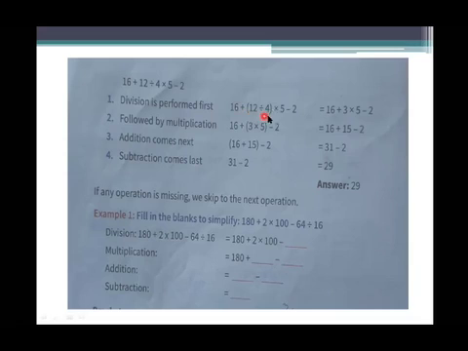16 plus 12 divided by 4 into 5 minus 2, this is the question. So first what you have to do is DMAS. In that, the first step is division. So where you have division, you have to put the brackets for 12 divided by 4.